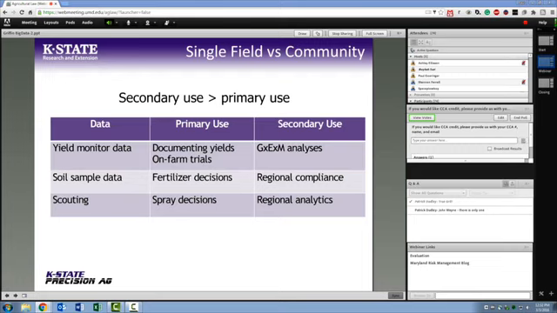This is the example I would use. So I have three columns. In the first column, we have three rows of examples. We could come up with hundreds, but let's just look at the first one. Yield monitors. Well, why do we have them? To document yields, or maybe an advanced use would be on-farm experiments. These are the primary uses of yield monitors, and this requires one field. What about the secondary uses of yield data when it's combined with other farmers' data?